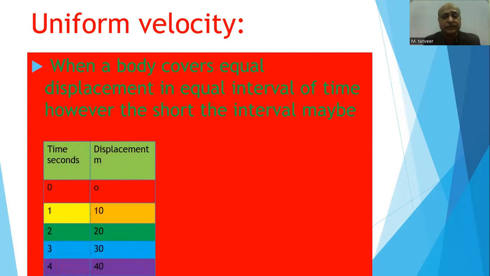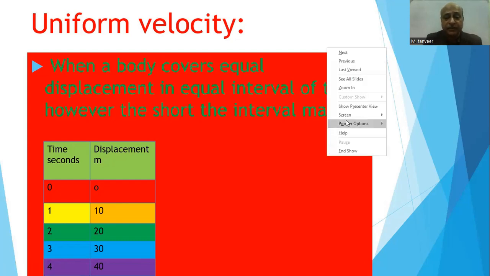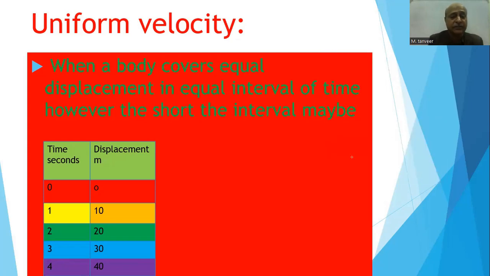For example, distance, displacement, and time. Time is 1 second, displacement is 10. Time is 2 seconds, displacement is 20. Time is 3 seconds, displacement is 30. In this case, you want to find the velocity of the body. When you find the velocity of the body, then velocity will be the same.